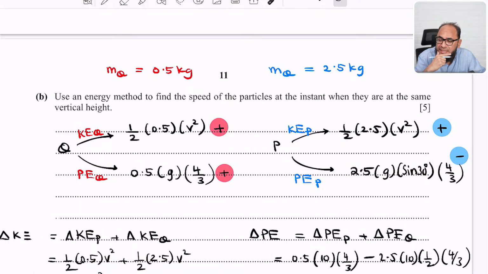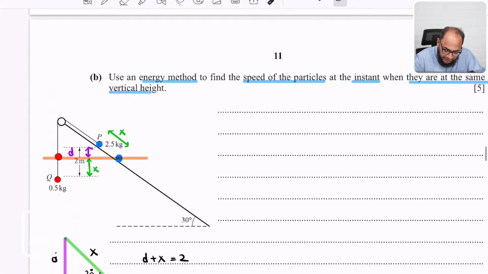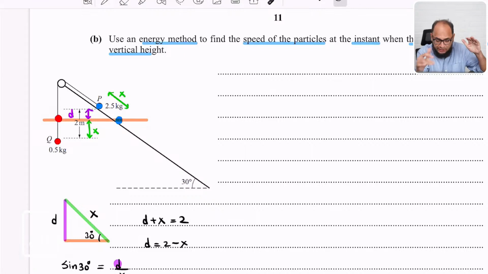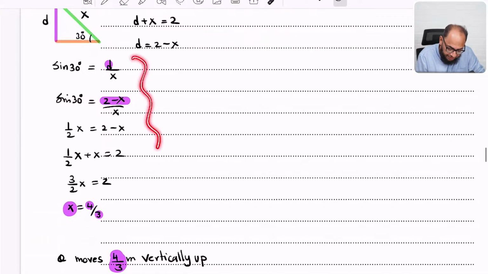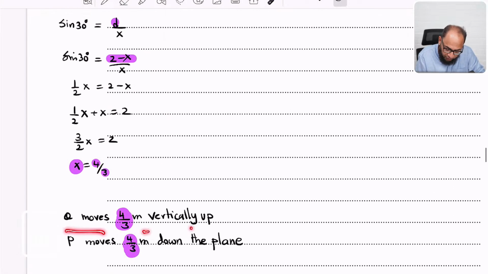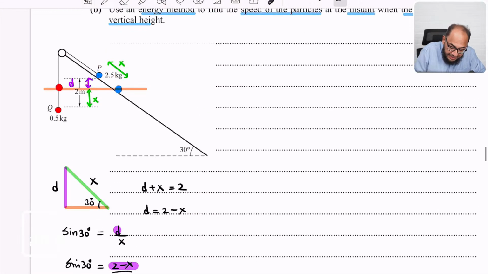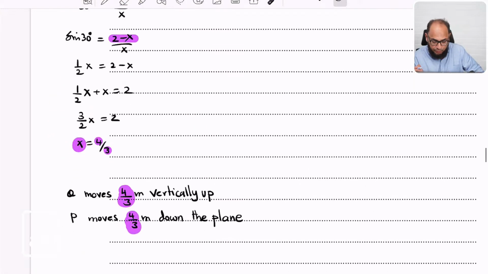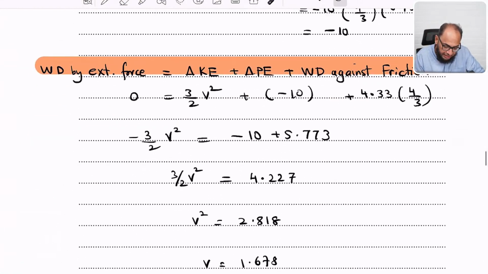Now, Shadab has asked this question: why are the heights different if both are on the same level? The heights are not different. It's just that they both are not vertical. One is on the inclined plane. So just look at the working. This is moving x up, this is moving x down. This is d. X plus d is 2 meters. And then they are connected by trigonometry like this. So Q moves 4 over 3 up, P moves 4 over 3 down. It's the same movement, except that when you use the weight over here, that is simply mg. When you use the weight over here, that is mg sine theta, the weight component. That's the only thing. Now put everything over here.